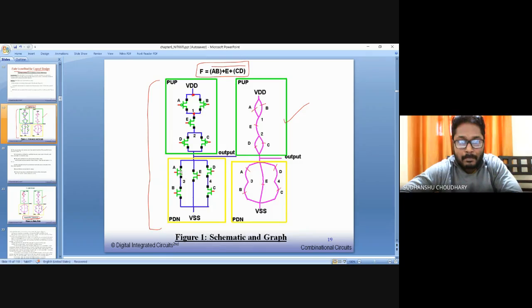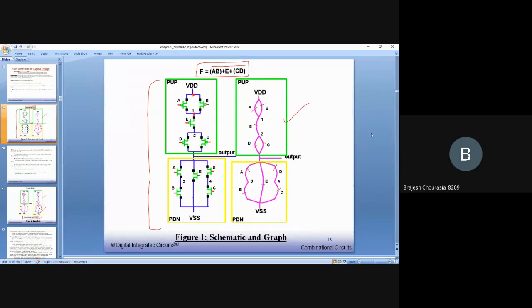Sir, is there any rule like AB should be close to ground, because in PMOS AB are close to VDD, or can we design it any way? Yeah, that we have to learn in this course. There are many things that have to be covered: reordering of inputs, the patterns of inputs, the positions of the inputs, all matter. That we will learn maybe in the next two or three lectures.